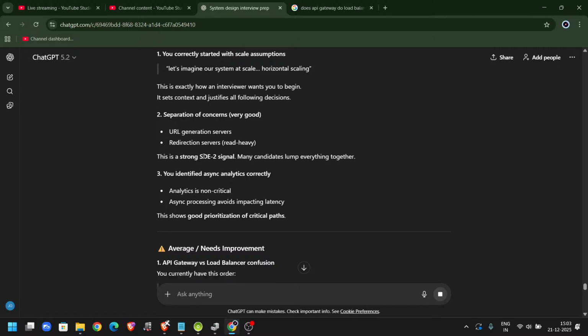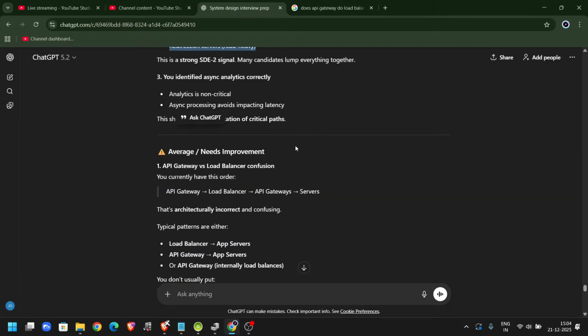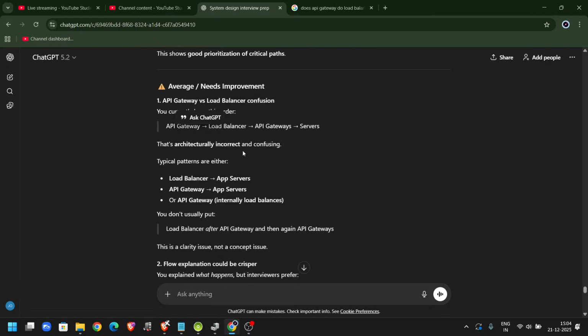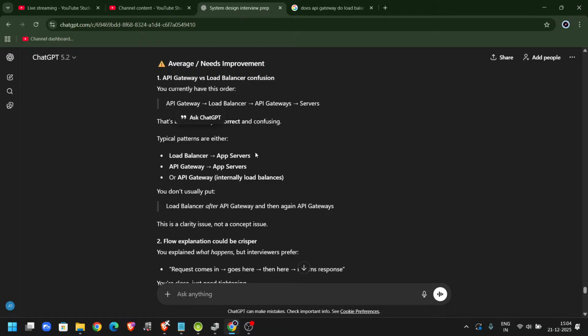Okay. So we divided the tasks into 2 sections. That's a good thing, according to GPT. And you identified async analytics correctly. Analytics is non-critical. Async process avoids impacting latency. Yes, that's a good thing. API gateway versus load balancer confusion. You currently have this order: API gateway. No, I don't have this order.